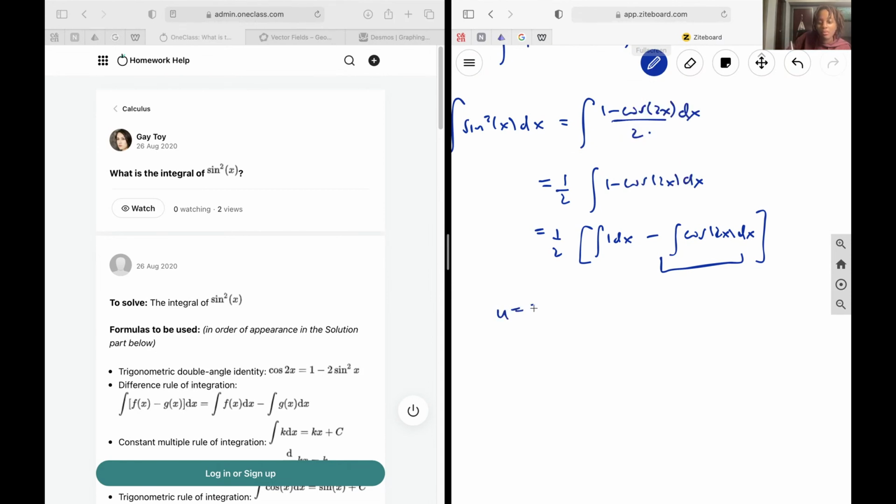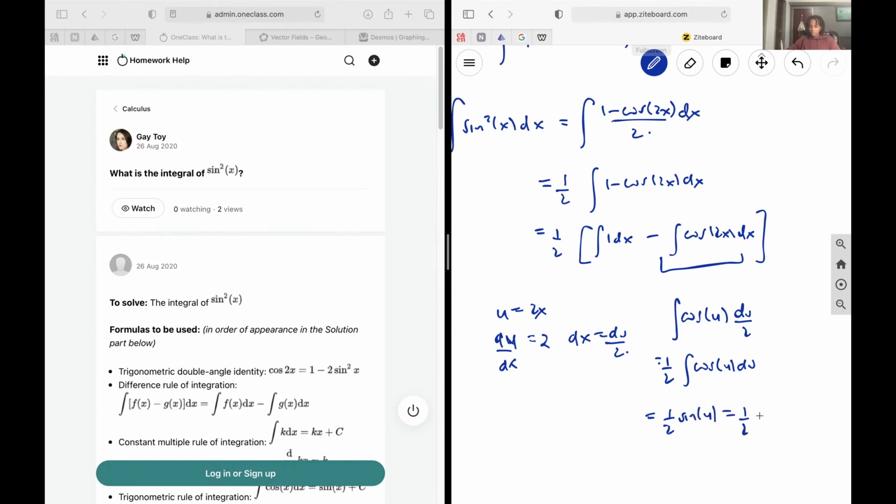If we set u as 2x, then du over dx is 2, so dx is du over 2. That means the integral of cos u du over 2 is going to be 1 over 2 multiplied by the integral of cos u du. The integral of cos u we know is sine u, so it becomes 1 over 2 sine u, which is 1 over 2 sine 2x.